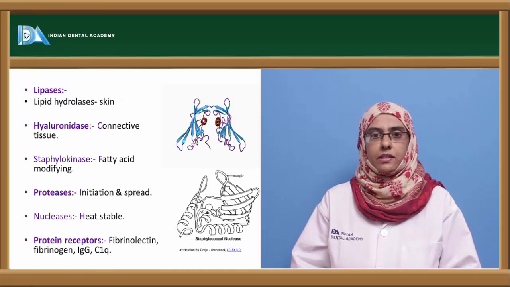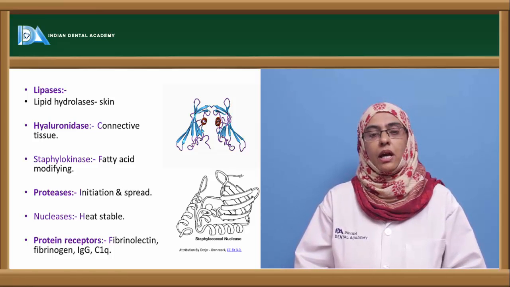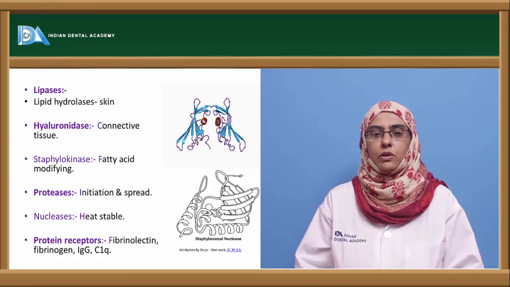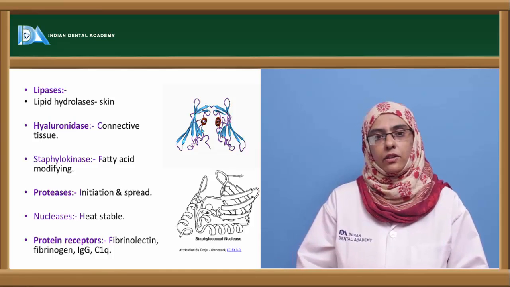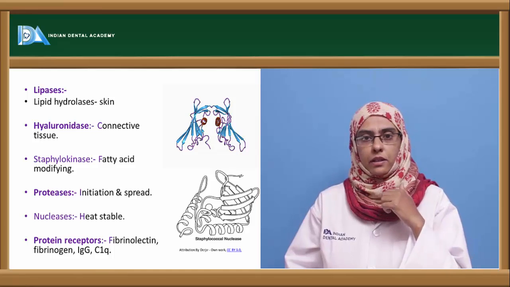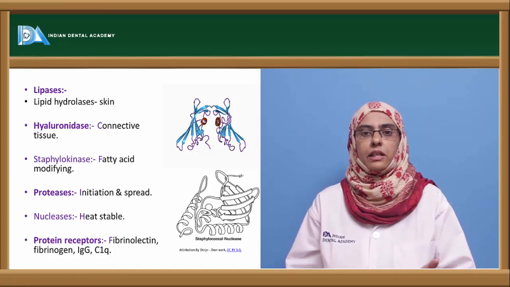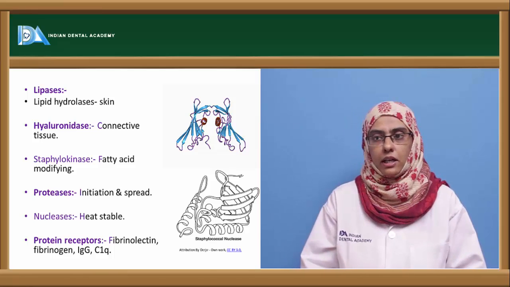Next are the lipases. Lipases are lipolytic enzymes that are present in the organism. Because of this lipid hydrolysis, they are able to cause skin and mucous infections. And next is hyaluronidase. Hyaluronic acid is a cementing material present between two cells. The production of this hyaluronidase breaks away the cementing material, and this helps in the spread of infection from one part of the body to the other part.